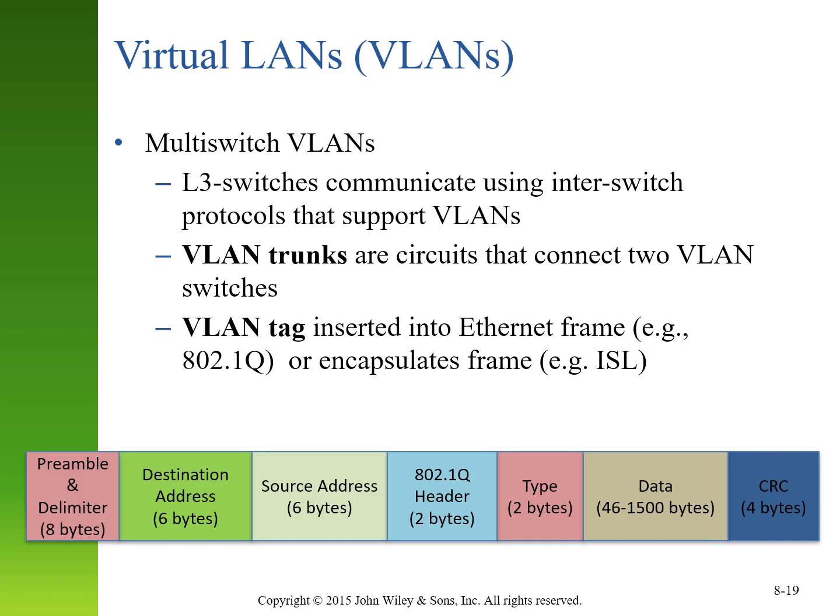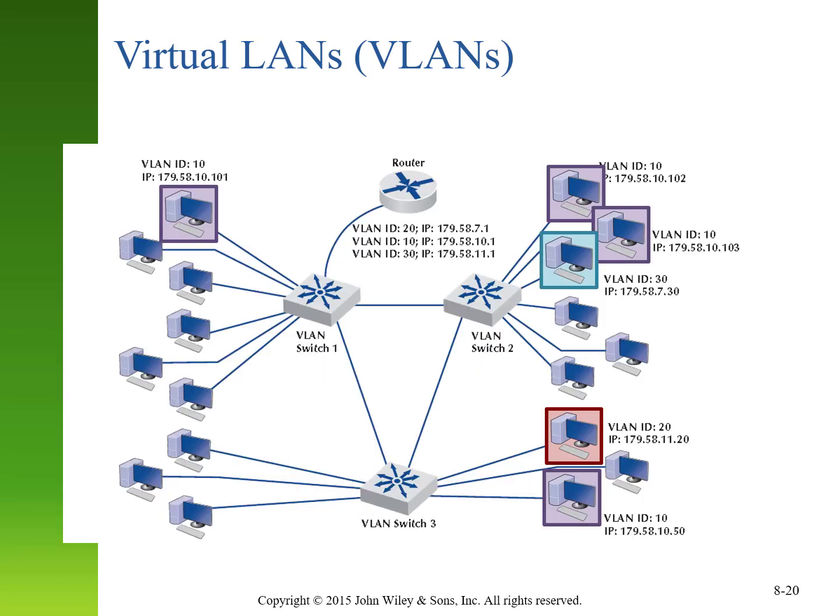This is much more complicated and actually requires some different protocols that allow for an additional tag to be inserted into an Ethernet frame to encapsulate the frame and decide how to actually address and transport that data. In this picture, you can see three virtual local area network layer 3 switches, three different virtual LAN IDs, 10, 20, and 30, with three different IP address subnets.